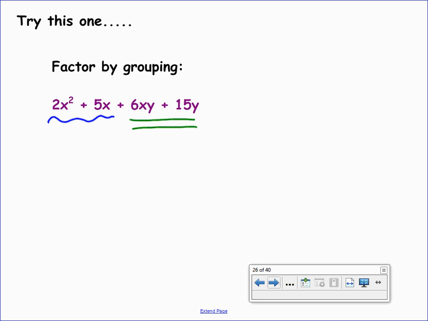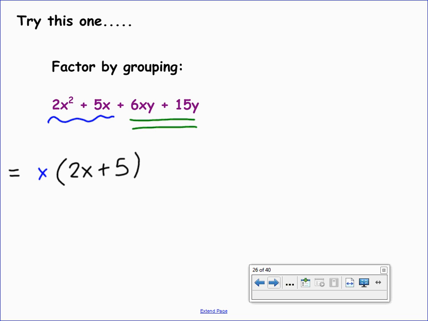All right, let's go ahead and focus in now on the blue group. Everybody look at the blue group. Stop, think, GCF. What's the greatest common factor hiding inside the blue group? Well, it's just x. And so I'm going to go ahead and factor out an x in that blue group, and that would leave me with 2x plus 5. Is that right? 2x plus 5.